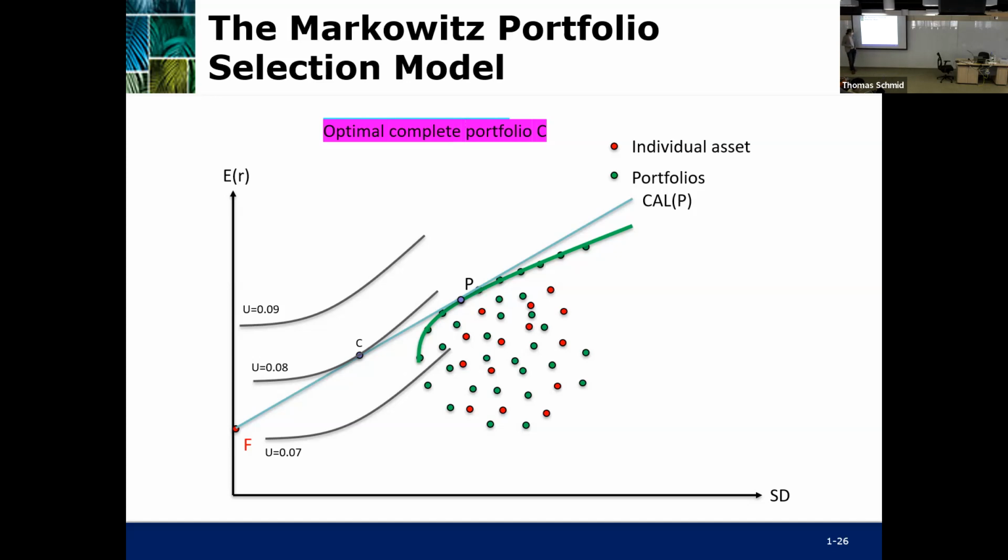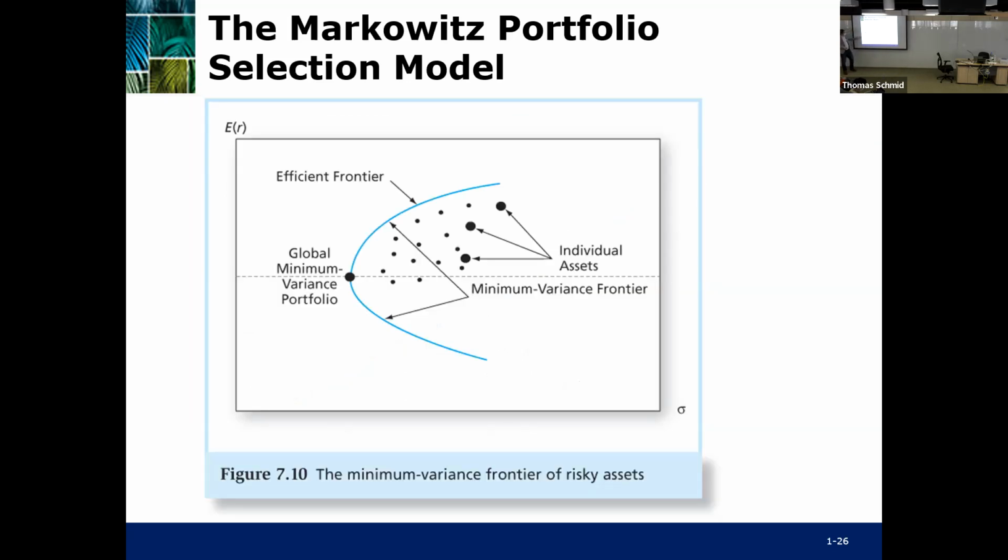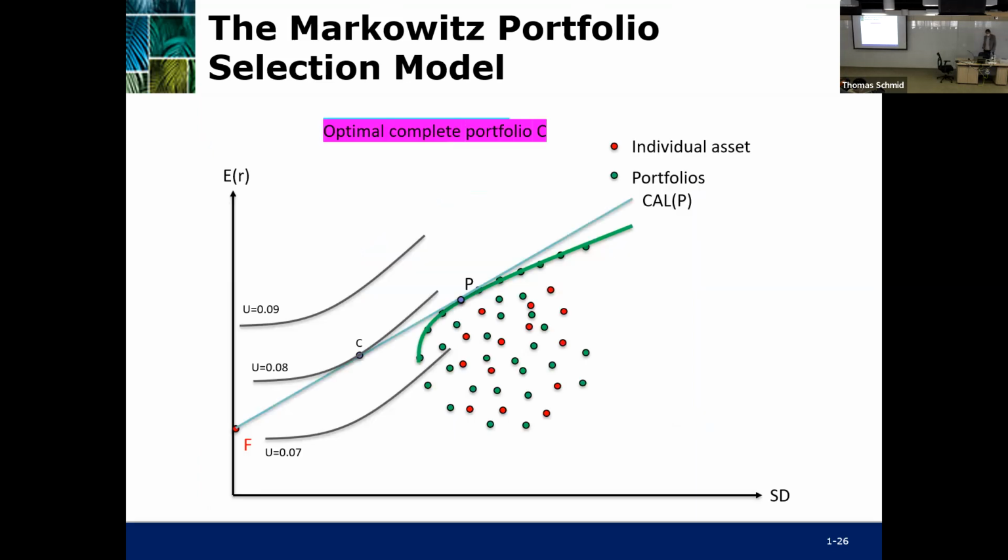Okay. So here you have this picture. This is the efficient frontier, the upper arm here. The minimum variance frontier is the whole thing. And this is often called the global minimum variance portfolio. So this is the risky portfolio that has the lowest risk. The least risky portfolio, if that makes any sense.